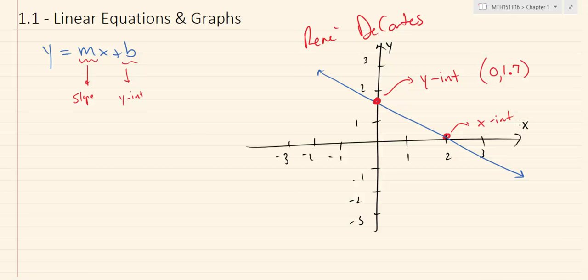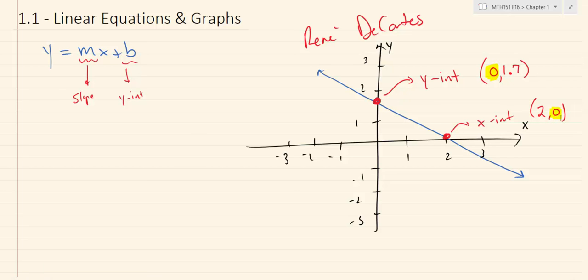And the other one has an x-intercept. The x-intercept has coordinates maybe we'll say 2, 0. And so there's an important idea when you start putting coordinates onto the x-intercepts and the y-intercepts. The y-intercept always has a 0 for the x-coordinate. Likewise, the x-intercept always has a 0 for the y-coordinate.